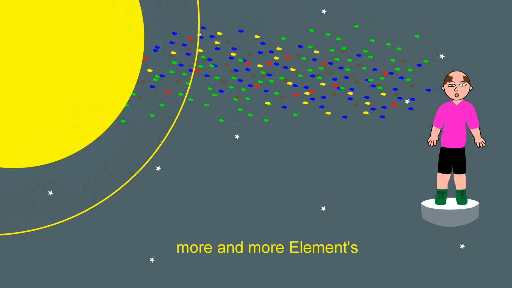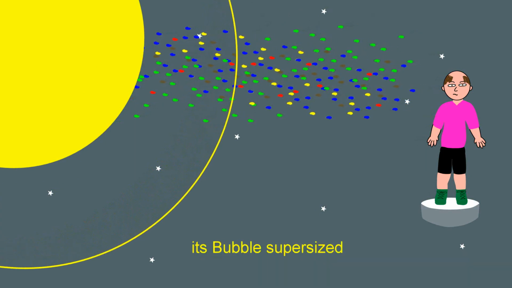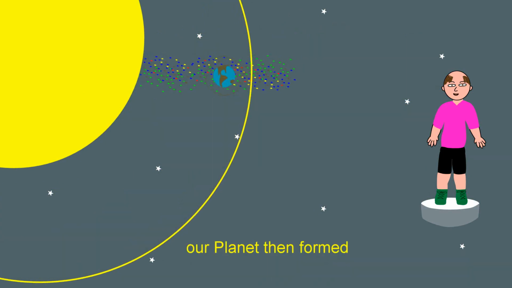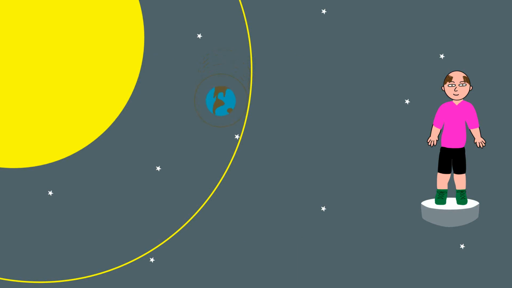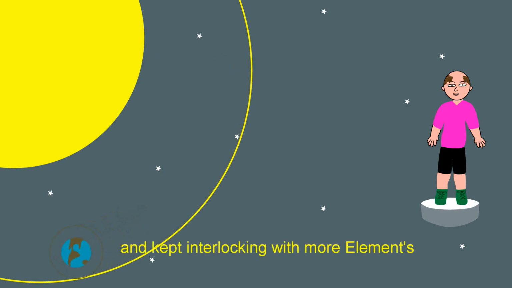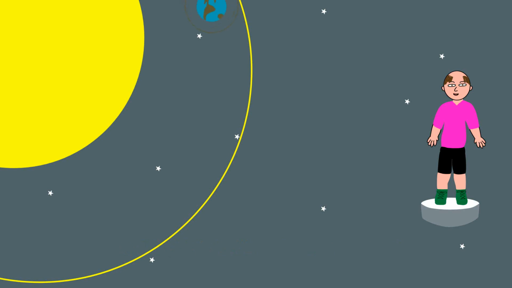More and more elements interlocked with it. Its bubble supersized. Our planet then formed inside this bubble. As our planet formed and kept interlocking with more elements, its bubble grew along with it.